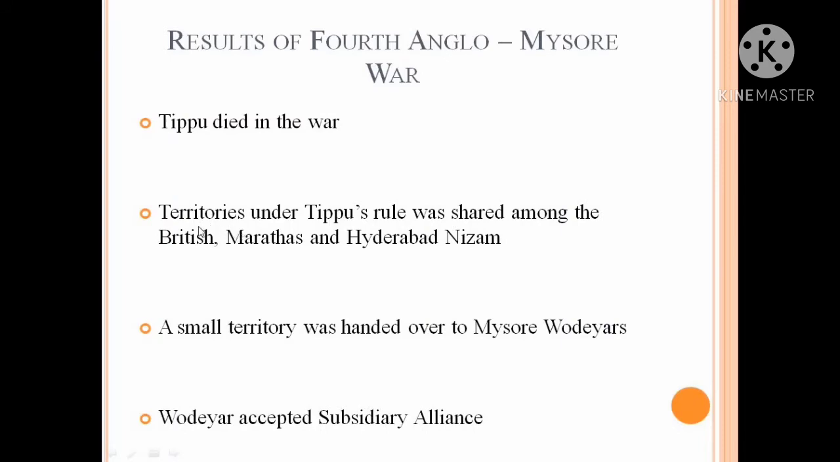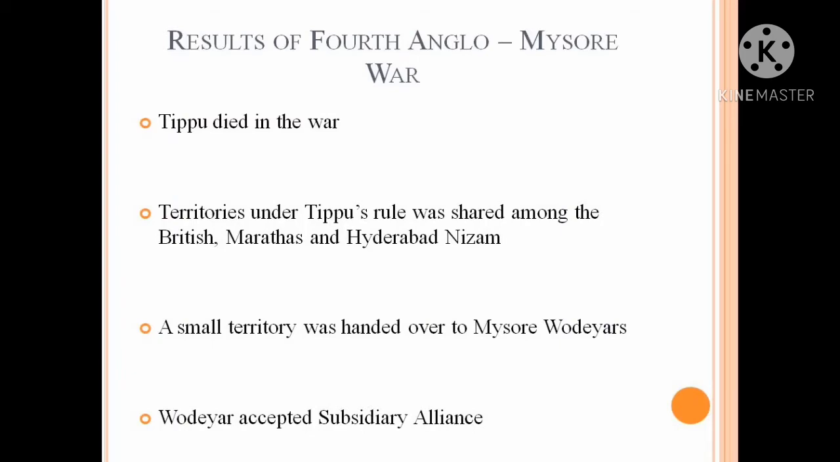After his death, the Mysore territory under Tipu's rule was shared among the tri-party alliance, especially the British, Marathas and the Hyderabad Nizam. They shared it among themselves. A small territory, the main Mysore, was handed over to the Mysore Wodeyars, and the Wodeyar accepted subsidiary alliance. So this is the end of the Fourth Anglo-Mysore War and the end of Tipu Sultan. The Wodeyars' rule continued there afterwards. Mysore developed so much under the Wodeyars that it became a model princely state. Okay, this is about Hyder Ali and Tipu Sultan.